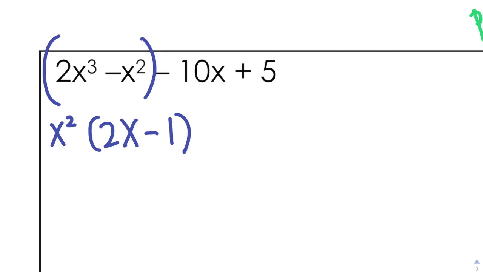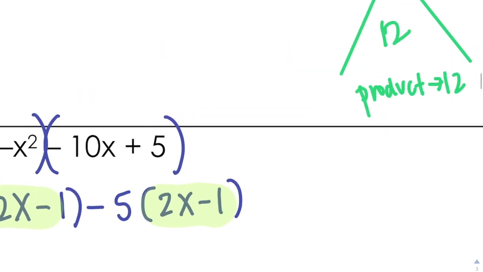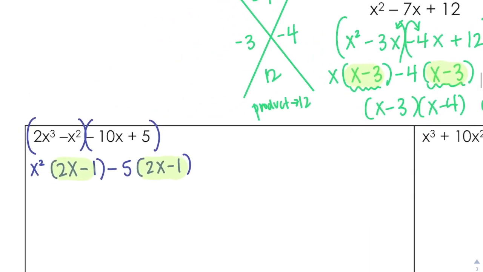Okay, group it. Then I have to look at the second half. Well, what am I going to take out of the second half? They have a 5, but I want a positive first and then a negative. So I'm going to take out a -5, and then I'm left with 2x minus 1. So I have the same thing here and here, which goes back to the previous problem where we had the same thing here and here. So I'm done.